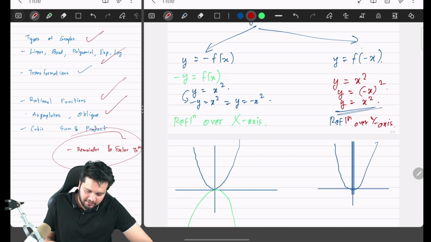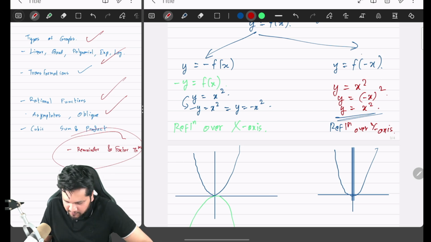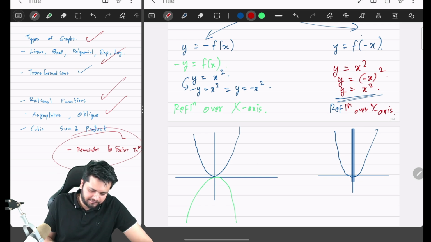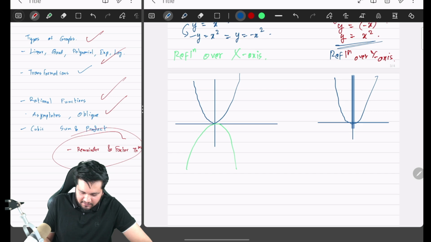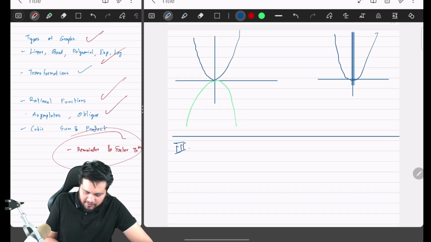Yeah, so as you can see, when it comes to minus y is equal to f of x, it's a reflection over the x-axis, and when y is equal to f of minus x, it's a reflection over the y-axis. Okay. Anyways, then we have the last transformation, which is with respect to dilation.